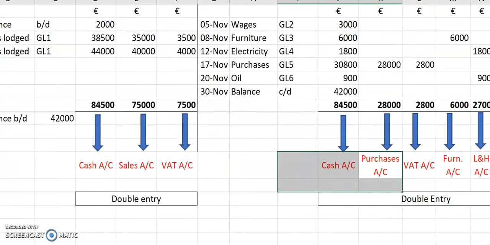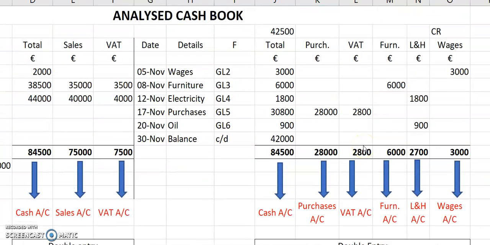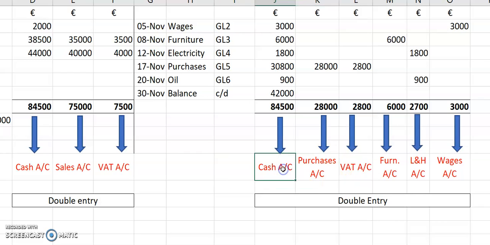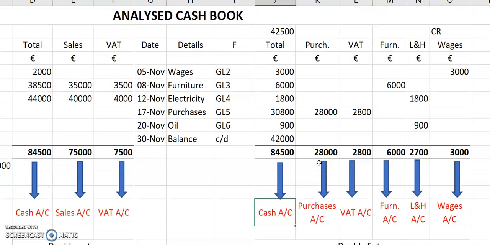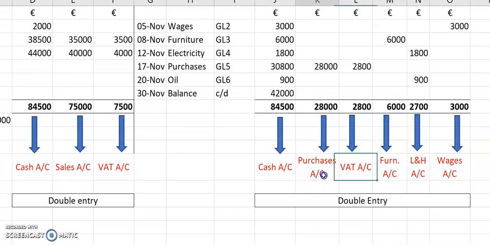Okay, so on the other side, this is the payment side of the analyzed cash book, we have the total. So the total will go into the cash account. Okay, it's the same account. And all the other columns will go into accounts set up for them. So here you'll have the sales account, the VAT account. Here we'll have the purchases account. In the general ledger, the VAT account. In the general ledger, furniture, lighting and heating account, and wages account. So that's the double entry there. Why? Because all these added together equals that. You don't just enter that into the general ledger, but also all these as well. It's just a system, and it works.